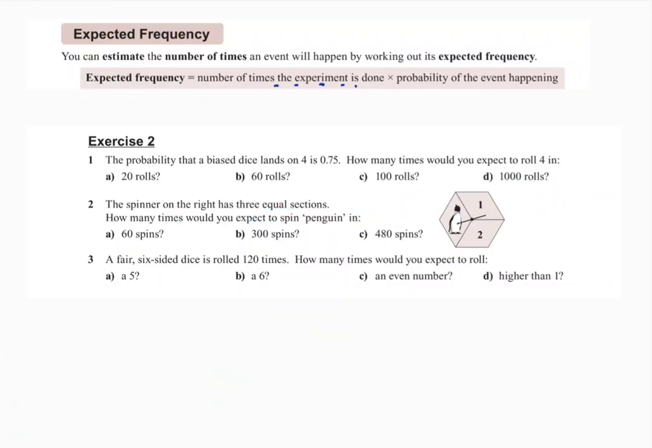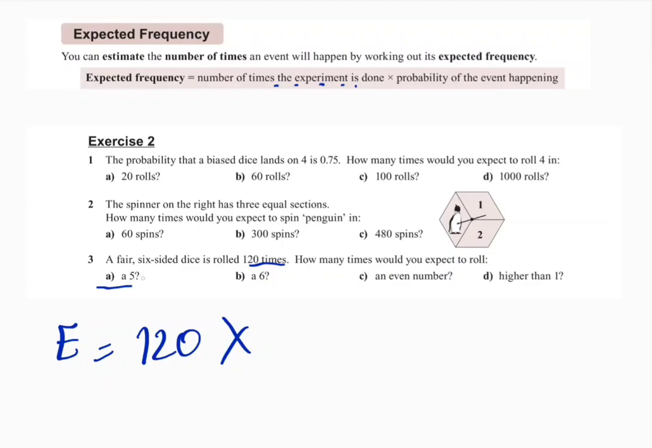And finally, the last question. A fair 6-sided dice is rolled 120 times. Again, this is like the total number of times that the experiment is done, or the frequency. How many times would you expect to roll a 5? Okay, so again, the expected frequency is equal to the number of times the experiment is done, in part A we have done that 120 times, times the probability of the event happening.